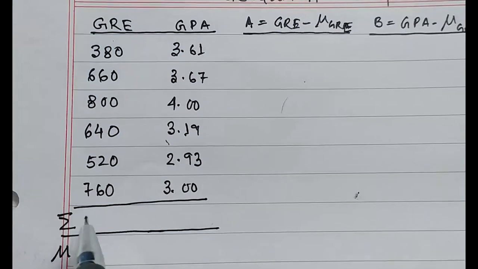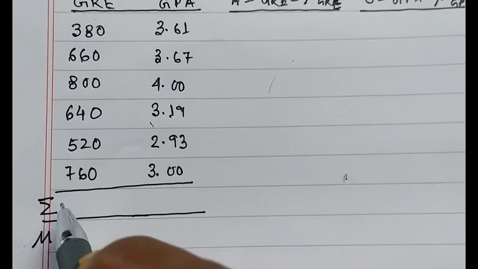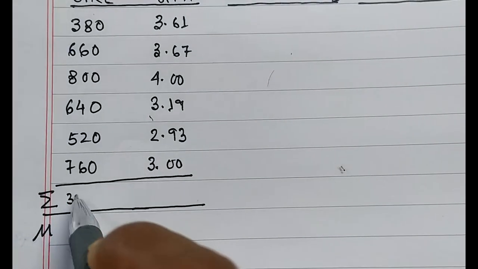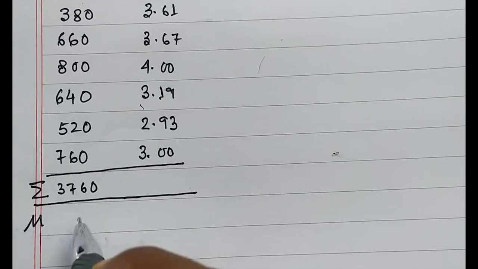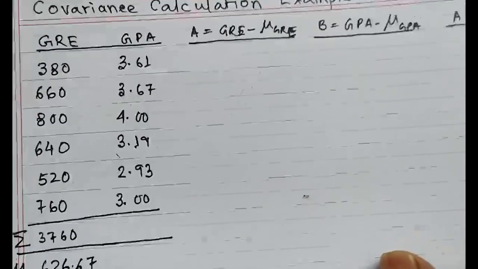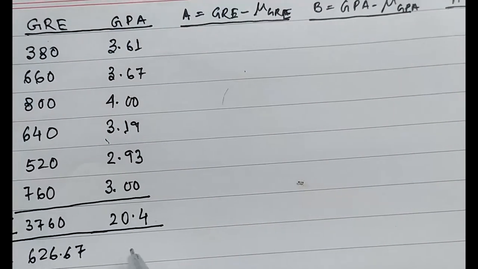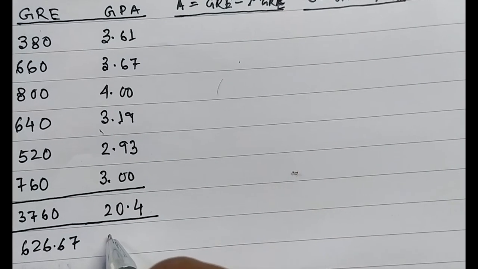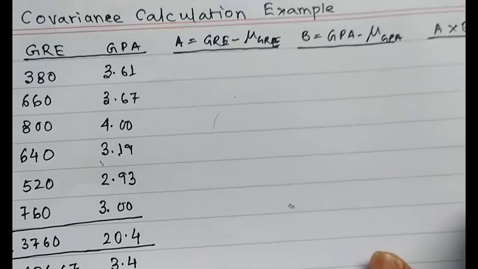For that we need to find the summation of all these values. I can find that the summation of all these values is 3760. You can use a calculator to find that. What is the value of mu GRE? Mu value of GRE is then 3760 by 6, which is 626.67. Similarly, the summation of GPA will be 20.4, and 20.4 by 6 is nothing but 3.4. So that is the value of mu GPA.